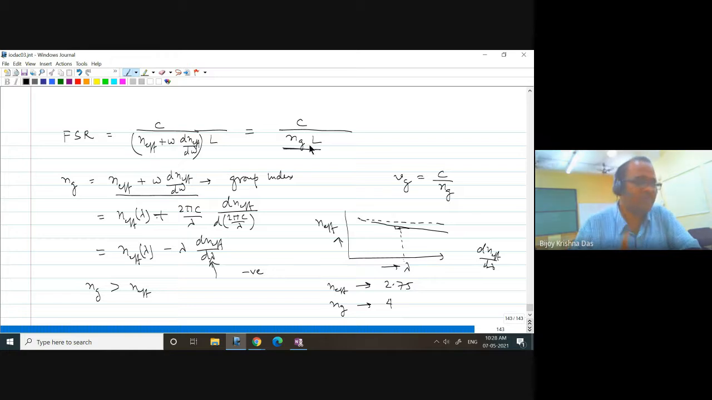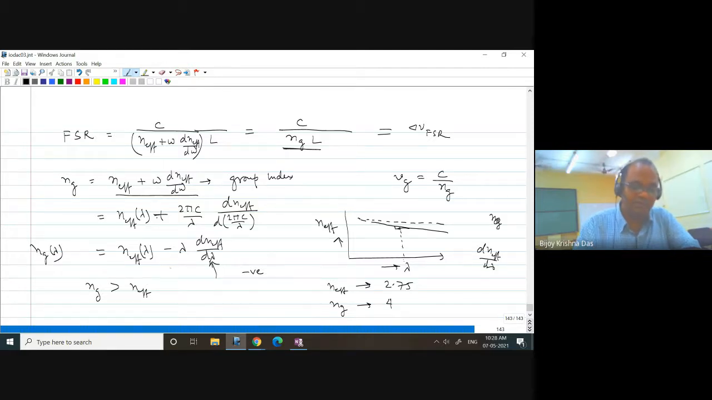So when dispersion is considered, then instead of the effective index, you need to use the group index for calculating FSR. I can consider it in terms of delta nu FSR, which will be expressed in hertz. Ng must also be lambda dependent, since n effective and d n effective by d lambda vary.